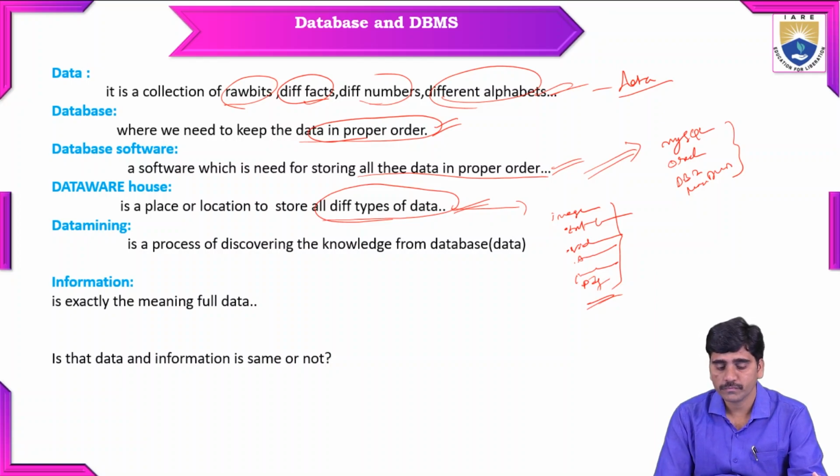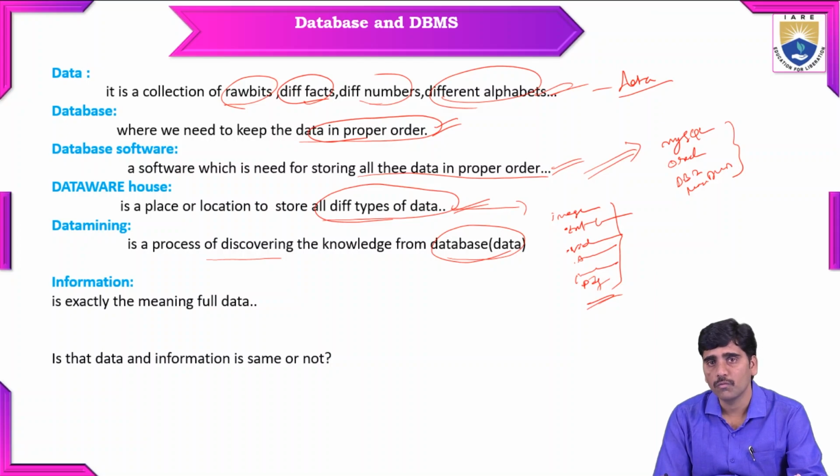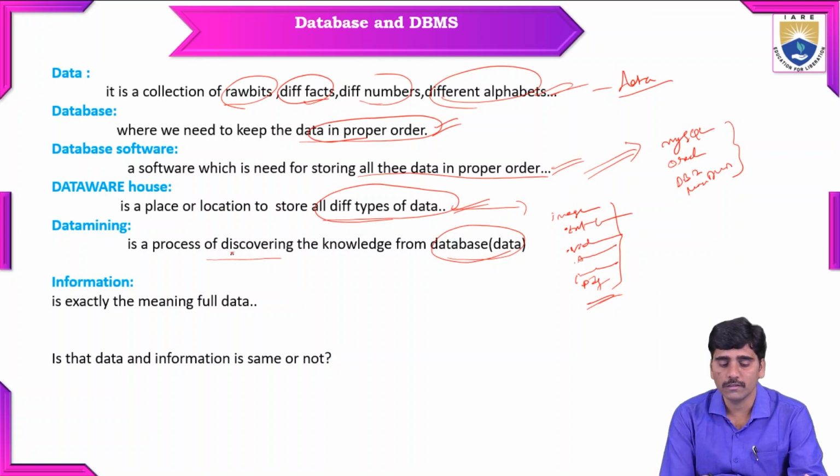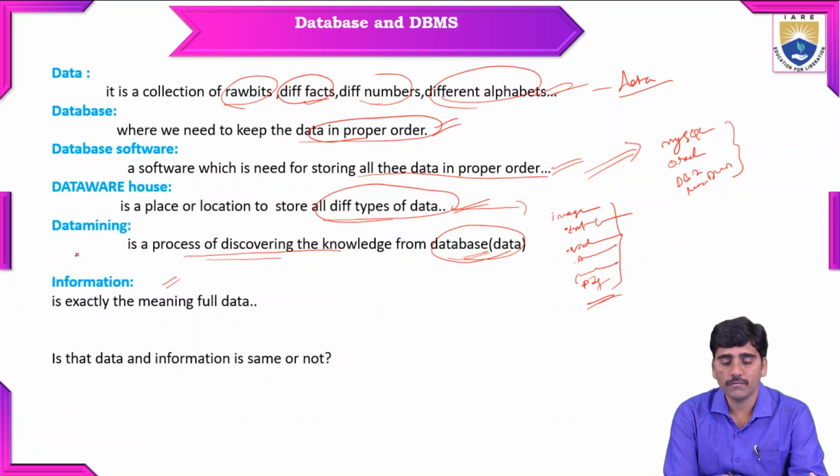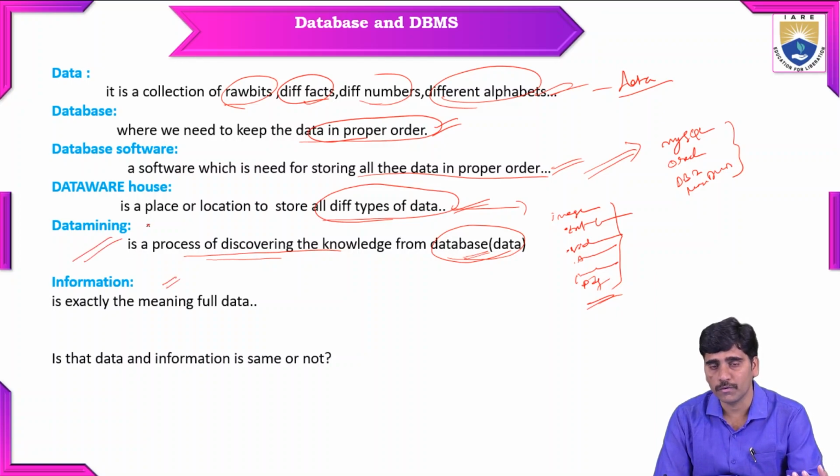Data mining. It is a process of discovering knowledge from the database. We already have the data, but what data exactly do we want? How we process it to find out the data we want is called data mining. So it's a process of discovering the knowledge from data or database. That is data mining.